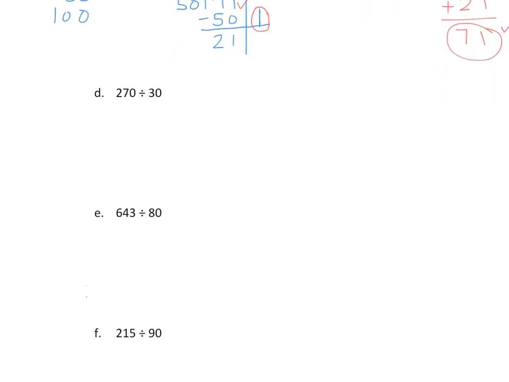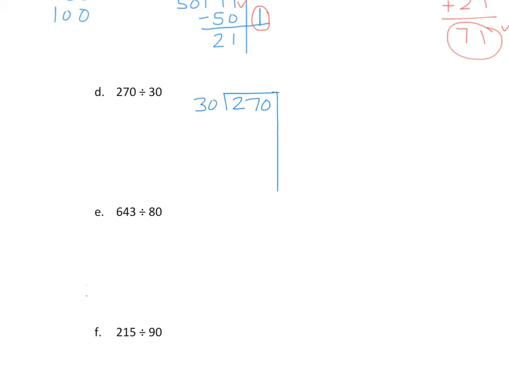Now let's go down to D. Let's go ahead and put 270 in the division house. That's our dividend, the number we're dividing up. The divisor is 30. And I'm going to draw my line going down. Now we're going to count by 30s. Let's go 30, then 60, then 90, then 120. And you know what? I'm going to stop there because I want to show you how we can do this division problem with just these four multiples of 30.